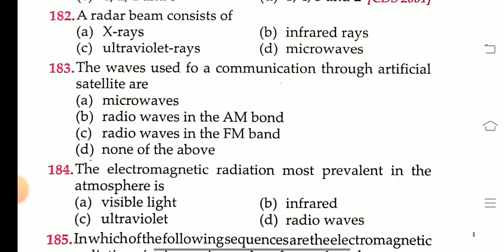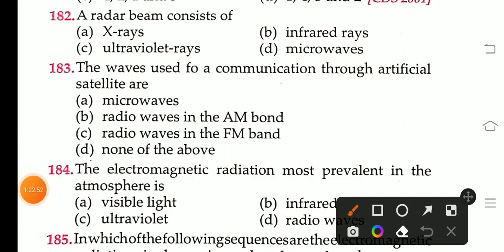Next, a radar beam consists of. Right answer D. Microwaves. Next, the waves used for communication through artificial satellite are. Right answer option A. Microwaves.